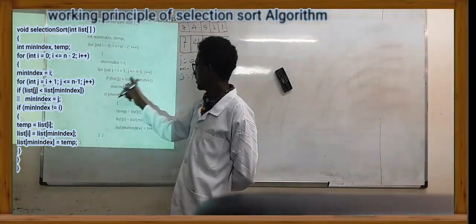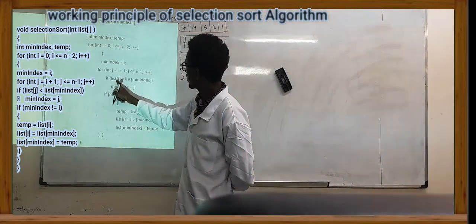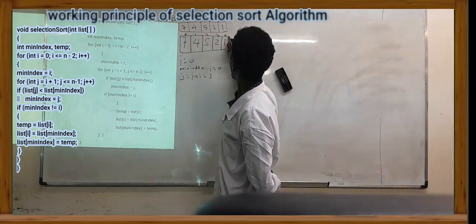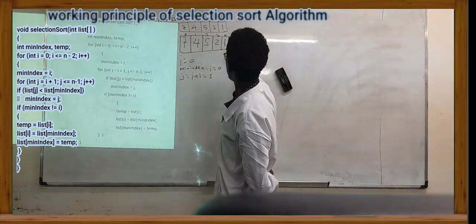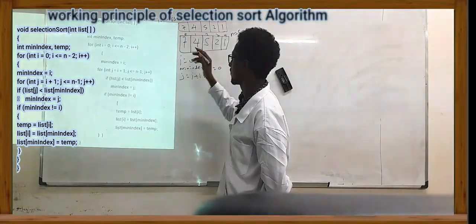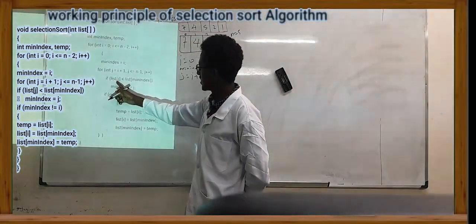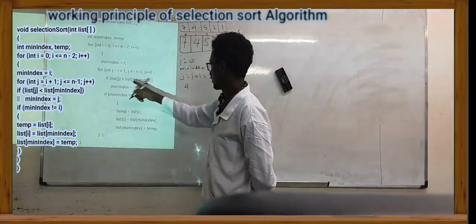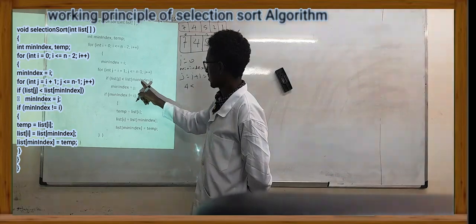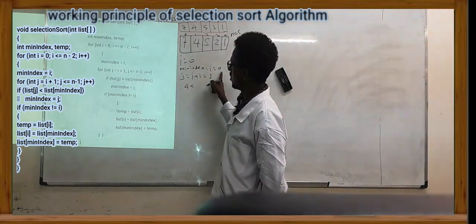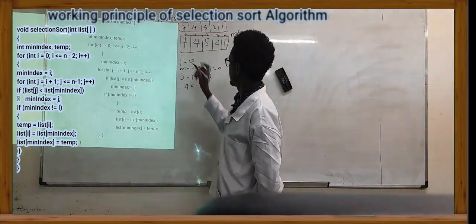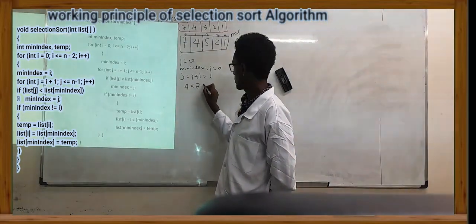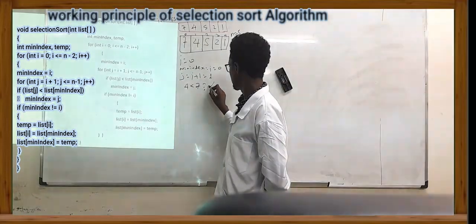If list of j is what? Assume this is the array: 7, 4, 5, 2, 3. Here n is equal to 5 because we have 5 elements. Then list of j, where j is 1, is what? List of 1 is 4. Is list of 4 less than list of min index? Min index is 0, therefore list of 0 is 7. Is this statement true? Is 4 less than 7?